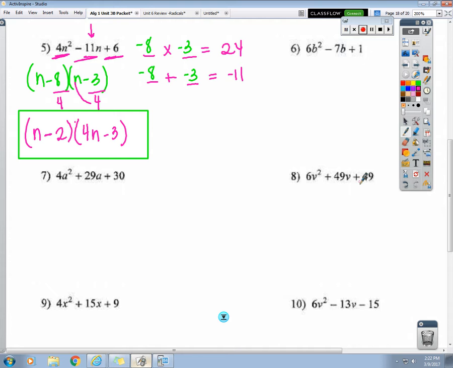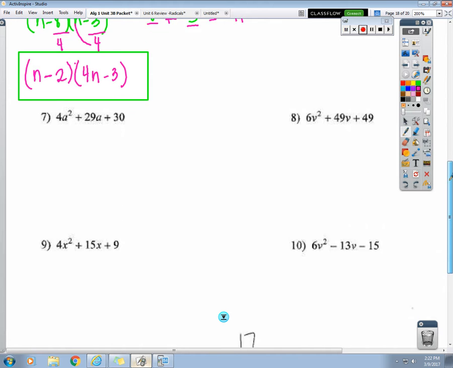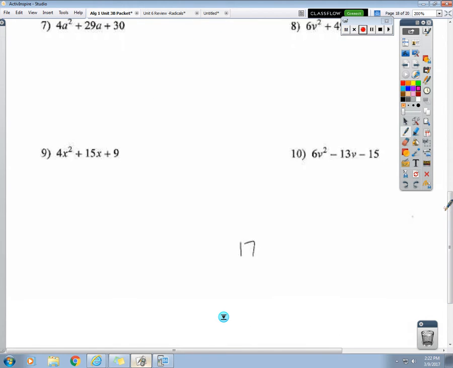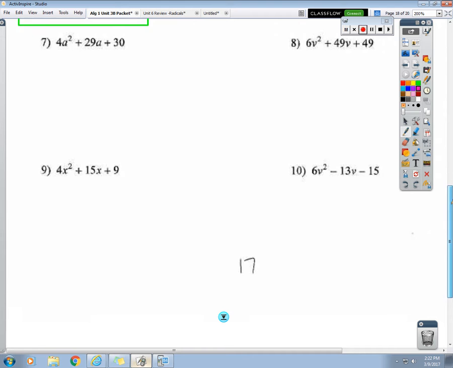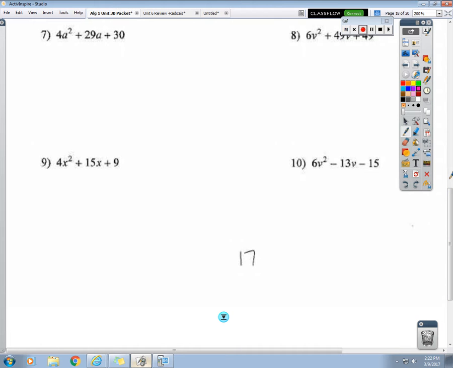Okay, now let's try number 7. What is the leading coefficient? Can you factor out the 4? No, because 29 divided by 4 is not going to be a whole number, and neither is 30 divided by 4. So we have to use our new method. What are we going to multiply to get this time? 120. 30 times 4 is 120. And what are we adding to get?